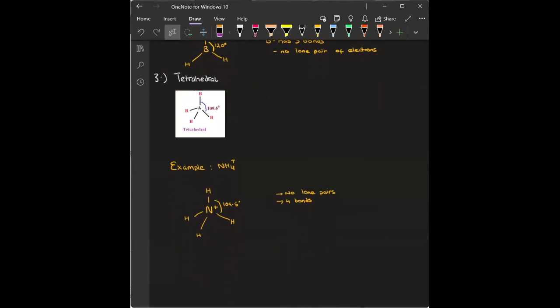In the ammonium ion, the nitrogen atom has no lone pairs of electrons but forms four bonds with the hydrogen atom. The hydrogens are separated by a bond angle of 109.5 degrees, and this minimizes the repulsion between the hydrogen atoms. Note that the nitrogen does have a charge on it, but that charge does not affect the geometry of the molecule.